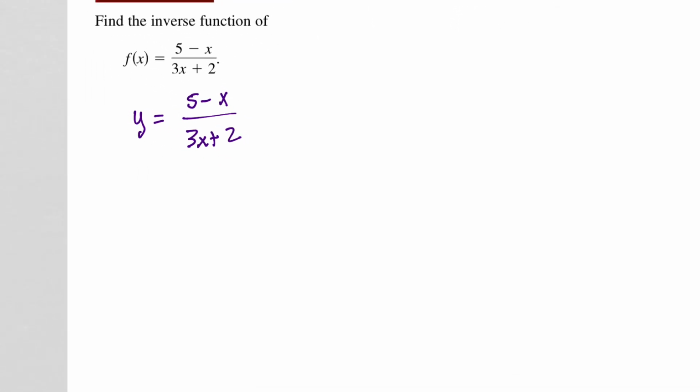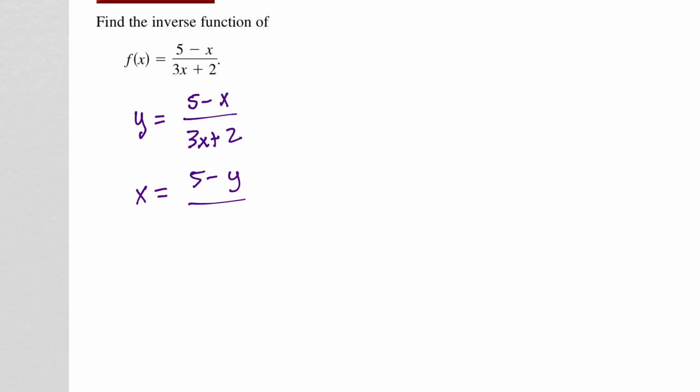All right, everywhere there is an x, we're going to replace it with y, and we're going to replace the y on the left with x. So this is going to be x equals 5 minus y over 3y plus 2. Okay. And now we're going to try and isolate y.